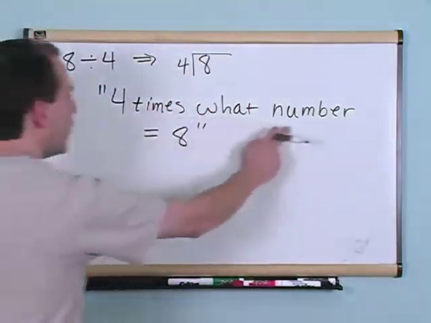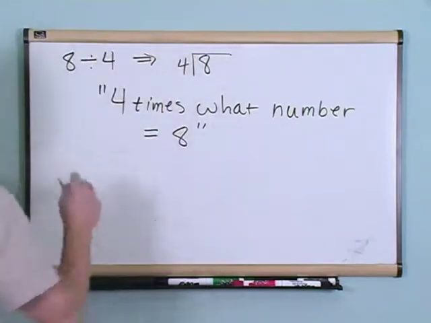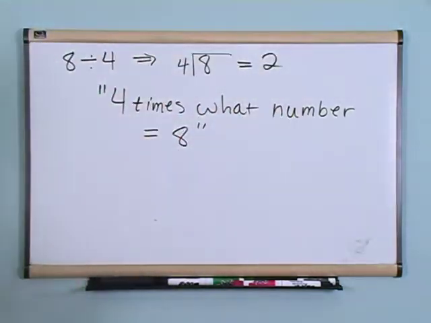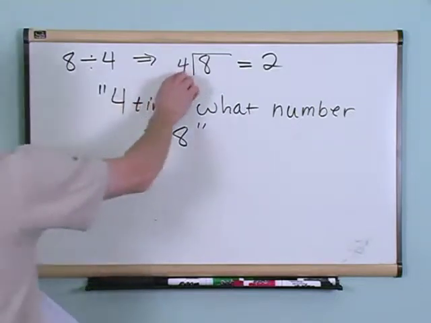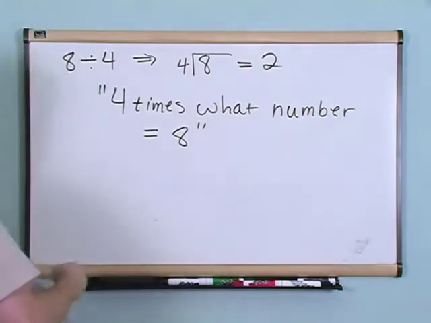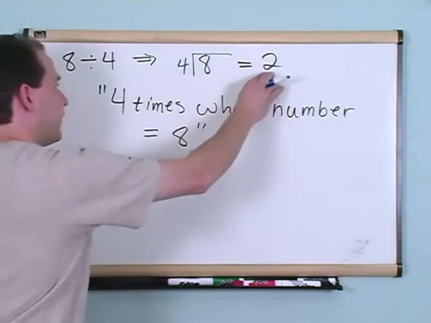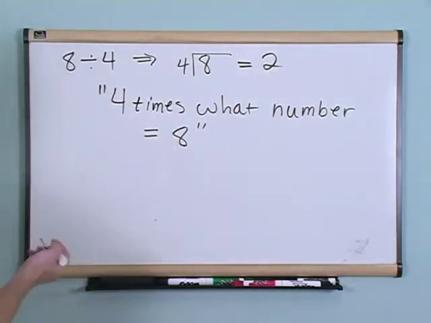So 4 times what number gives you 8? Well, we just said the answer is 2. So the answer is 2, okay? That is the answer to this division problem. 4 times what gives you 8? Well, 2 is the answer, and there you go. Now that you know what the answer is, let me go ahead and show you why it's true.